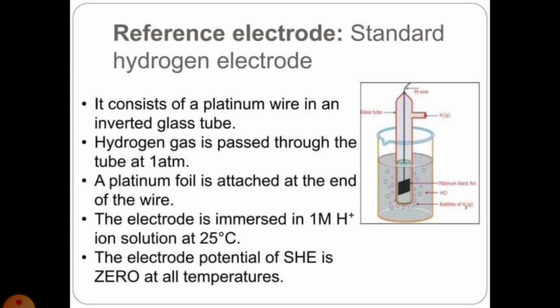In today's class, I will discuss the standard hydrogen electrode. It contains a glass tube with a platinum wire in it and a platinum foil attached to it. The platinum foil is coated with finely divided platinum. This electrode is immersed in 1 molar HCl to maintain the H+ ion concentration. The hydrogen gas is bubbled in the acidic solution and the electrochemical reactions occur at the foil surface.